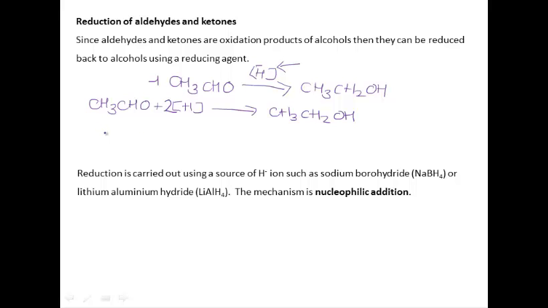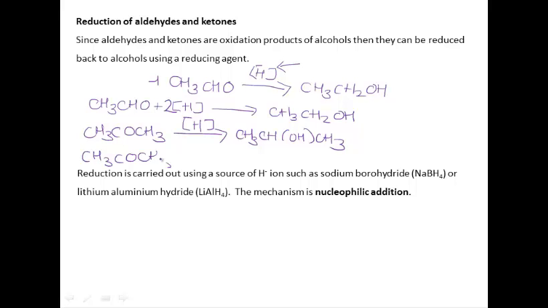Looking at a ketone example, if we use propanone, that will be reduced to propan-2-ol, a secondary alcohol. And again, if you're asked to write an equation, you would have to balance that. Again, it's going to need 2 of these active hydrogens.